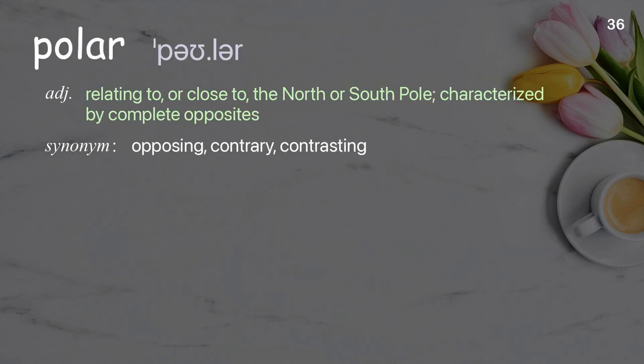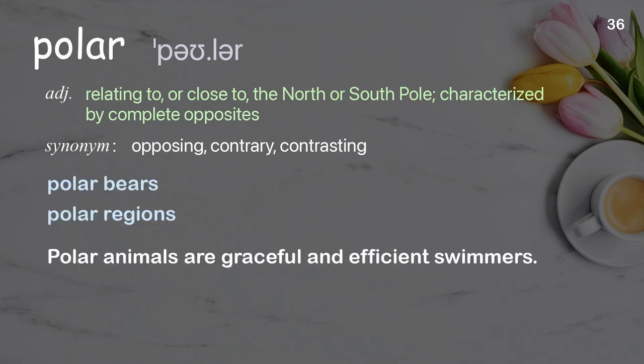Polar. Relating to, or close to, the North or South Pole, characterized by complete opposites. Examples: polar bears. Polar regions. Polar animals are graceful and efficient swimmers.